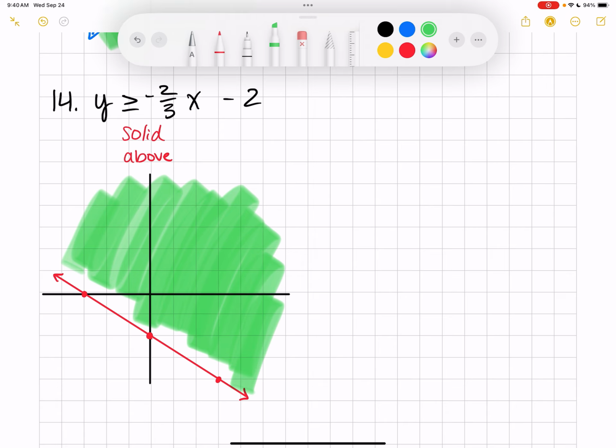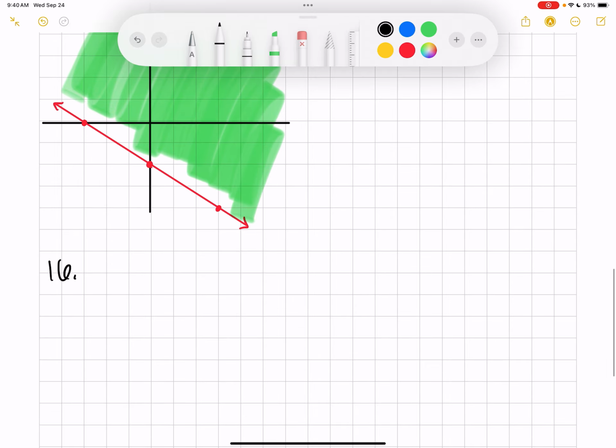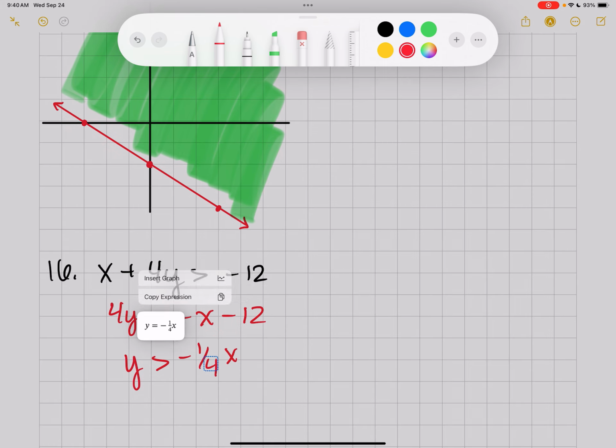One more. 16. X plus 4y is greater than negative 12. Oh, wow, they don't make it into what you call y equals mx plus b. So we're going to have to manipulate it to be in y equals mx plus b. So I need to subtract the x first. So 4y is greater than negative x minus 12. Divide by 4. Y is greater than negative 1/4 x minus 3.